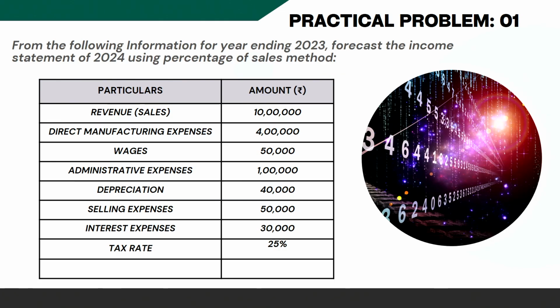To start with, we have the first numerical, in which we are provided with different information, and one additional piece of information showing that the revenue is expected to grow by 25%. We have to keep this in mind while we forecast the income statement for the year 2024. To start with, first we go for the calculation of the percentage of sales with regards to the different information provided in the question.